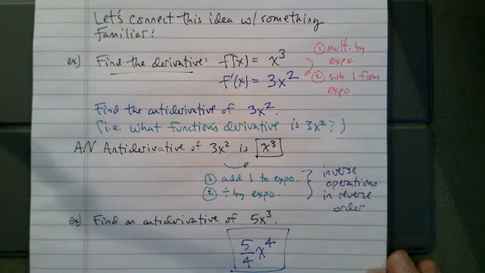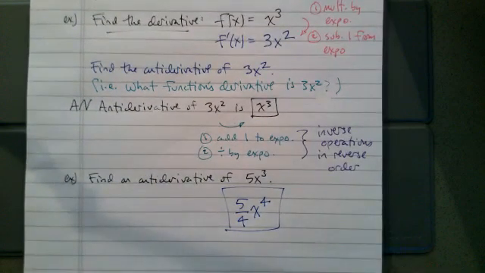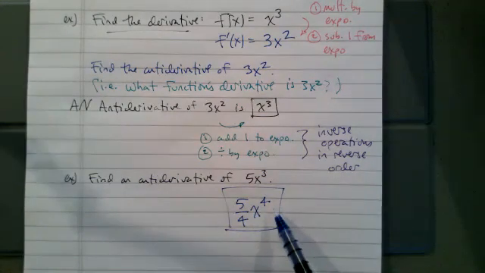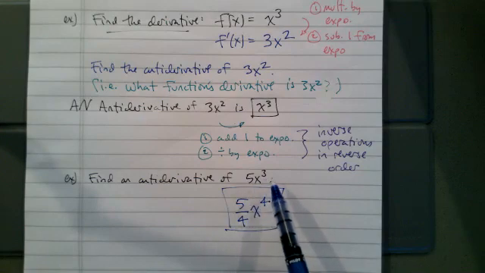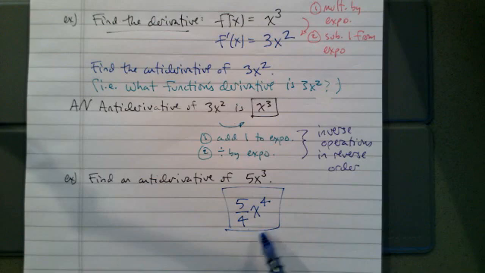We can check to see that we're right by doing the derivative. If this is supposed to be the antiderivative, the derivative of 5/4 x to the fourth, we multiply by the exponent. 4 times 5/4 is 5. And we subtract 1 from the exponent. X to the fourth becomes x to the third. So this is an antiderivative of 5x to the third. 5/4 x to the fourth is a function whose derivative is 5x to the third. Any questions?